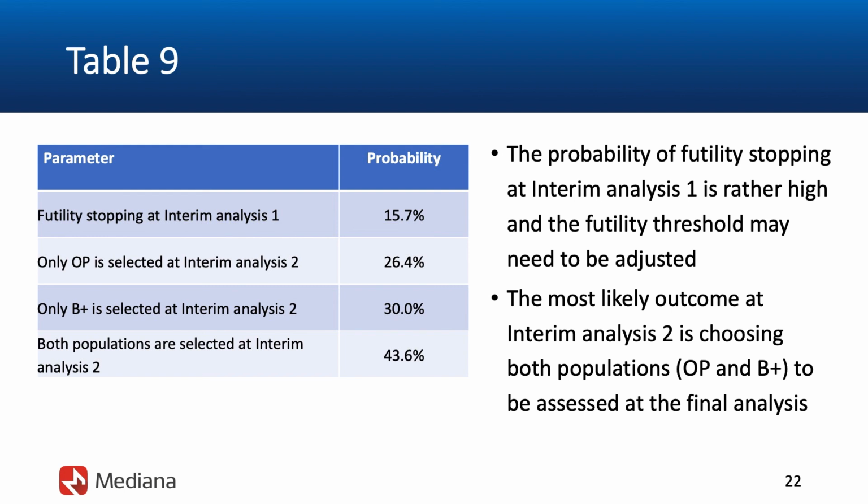Here I'm referring to the bottom row of this table, and this is the most likely outcome for the second interim analysis. Less often, single hypotheses in the overall population or the biomarker positive subset will be chosen for the final assessment. Those probabilities are given by 26.4% for the overall population and 30% for the probability of selecting only the subset of biomarker positive patients.